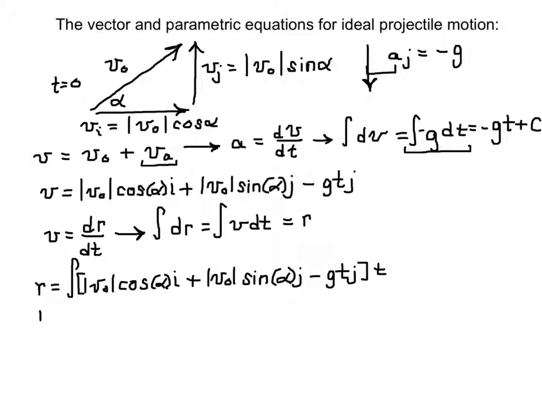So r is equal to, and if we look at our first term here in our integrand, the absolute value of the velocity and the cosine of alpha are considered constants. There's no t in here, okay?